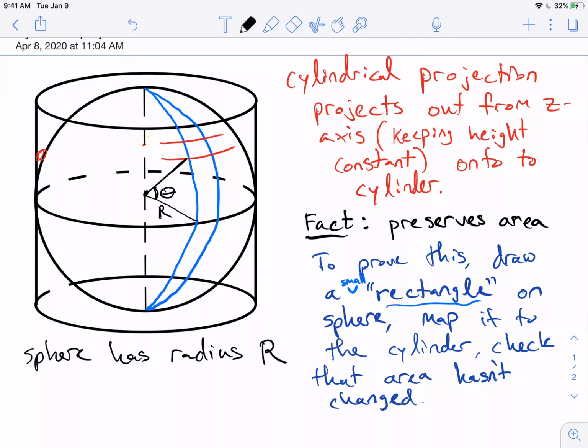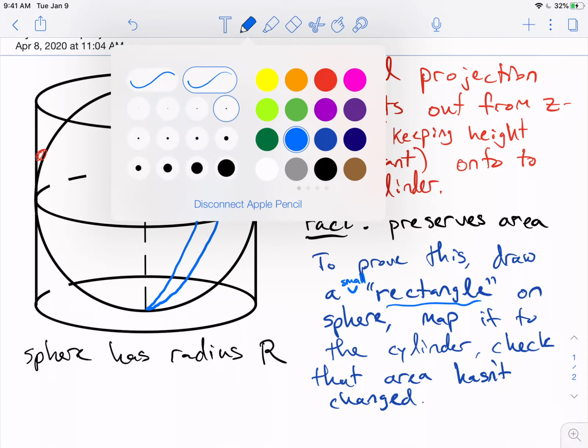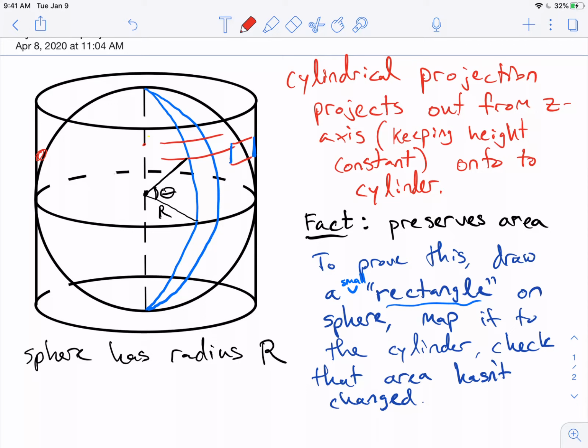Okay, and maybe I should have kept part of that picture. So, we're projecting out and we're getting this rectangle on the cylinder that looks like that. Now, how on earth are we going to show that the area of the spherical rectangle is equal to the area of the cylindrical rectangle? Well, what we need to do is see exactly how the red lines change and how the blue lines change under this projection map. And we can deal with those one at a time.